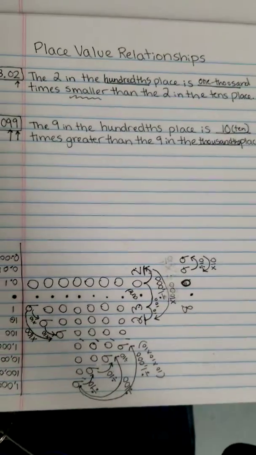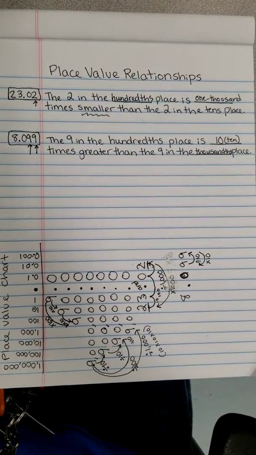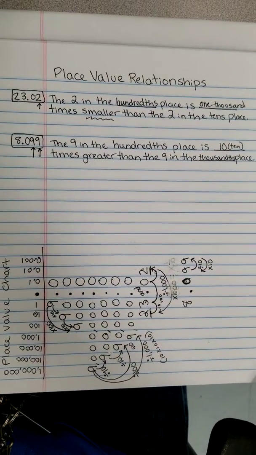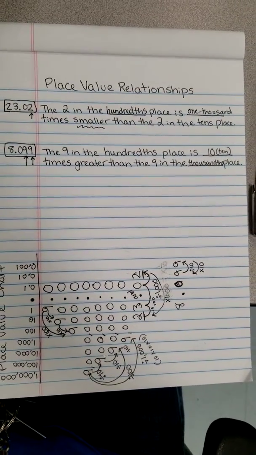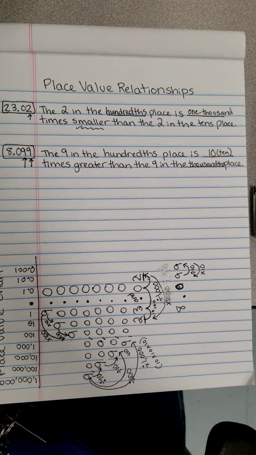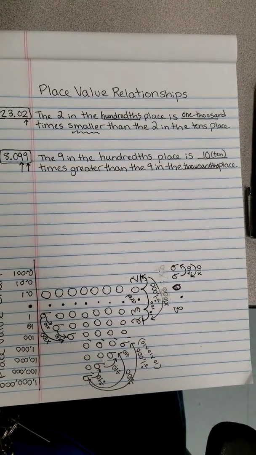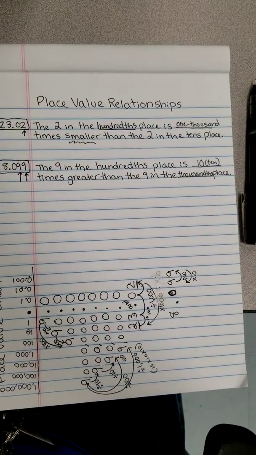Okay, so use your place value chart to help you go back and forth on the place value chart, see how many spaces each one is apart, and that's going to help you determine if it's 10 times greater, 100 times greater, or 1,000 times greater, or 10 times smaller, 100 times smaller, or 1,000 times smaller. Remember, if you have any questions, try your best, and then come talk to me in the morning.